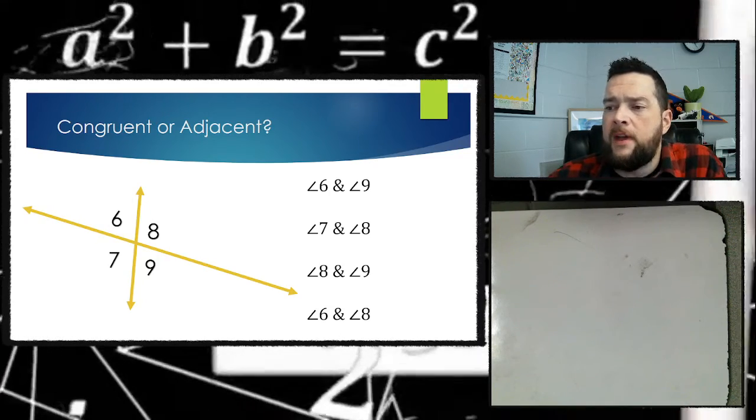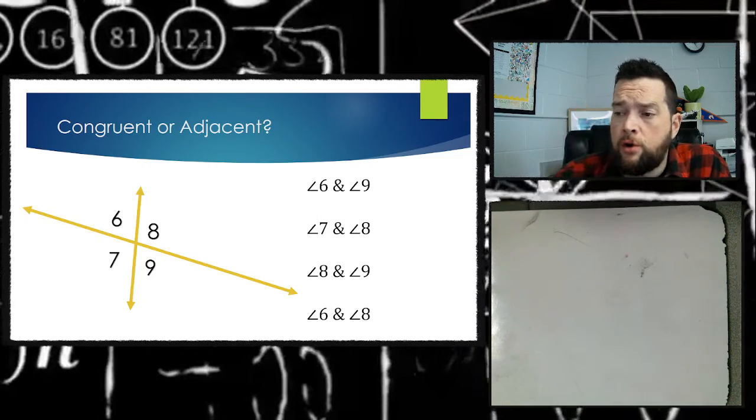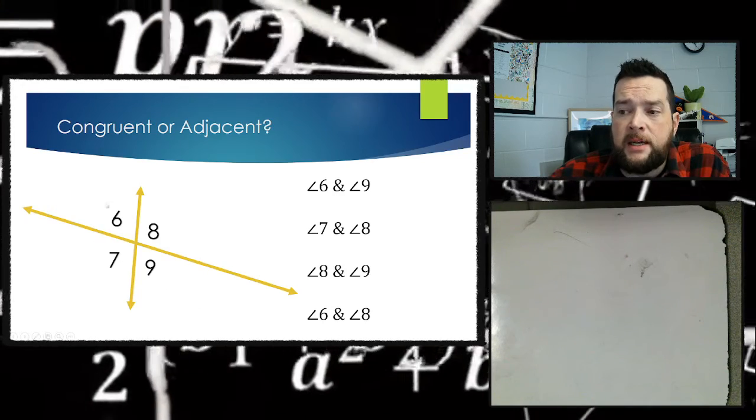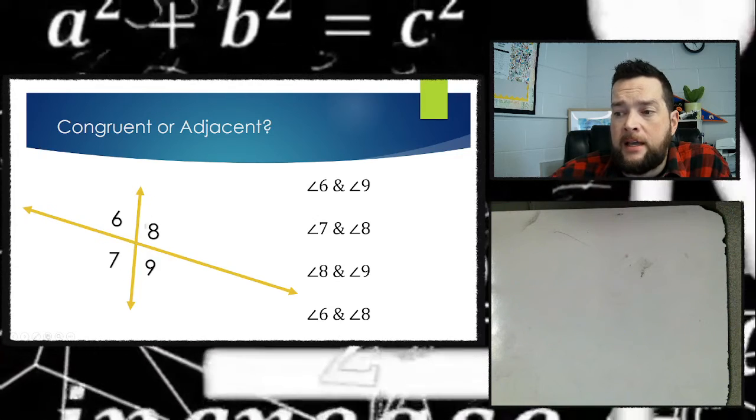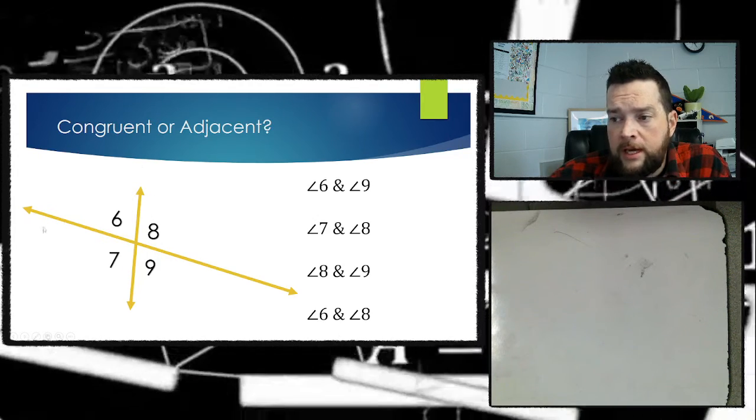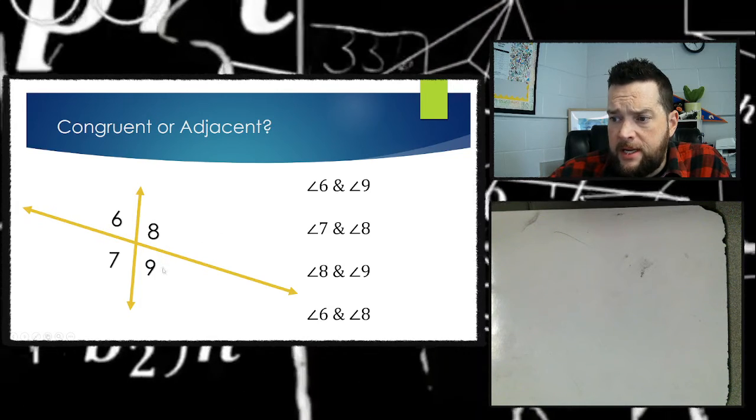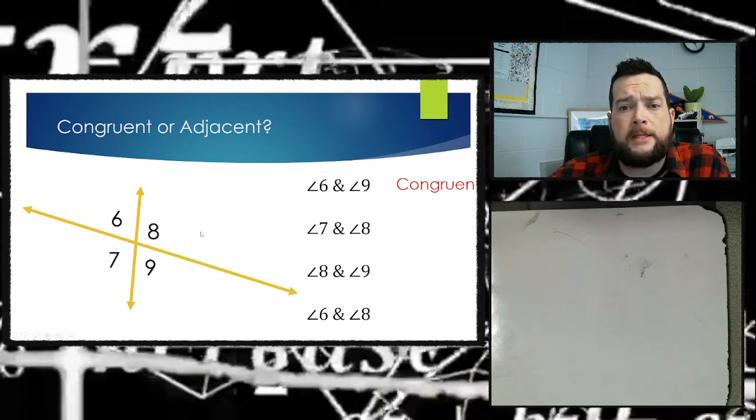All right, so if the angles are congruent, that means they're equal to each other. They're vertical angles, the ones that are across from each other. All right, or if they are adjacent, they're sharing a side and a vertex, and together they're making up what looks like a straight line right here. So number 6 and 9, all right? Number 6 and 9, they're across from each other, so by nature they're congruent, all right?